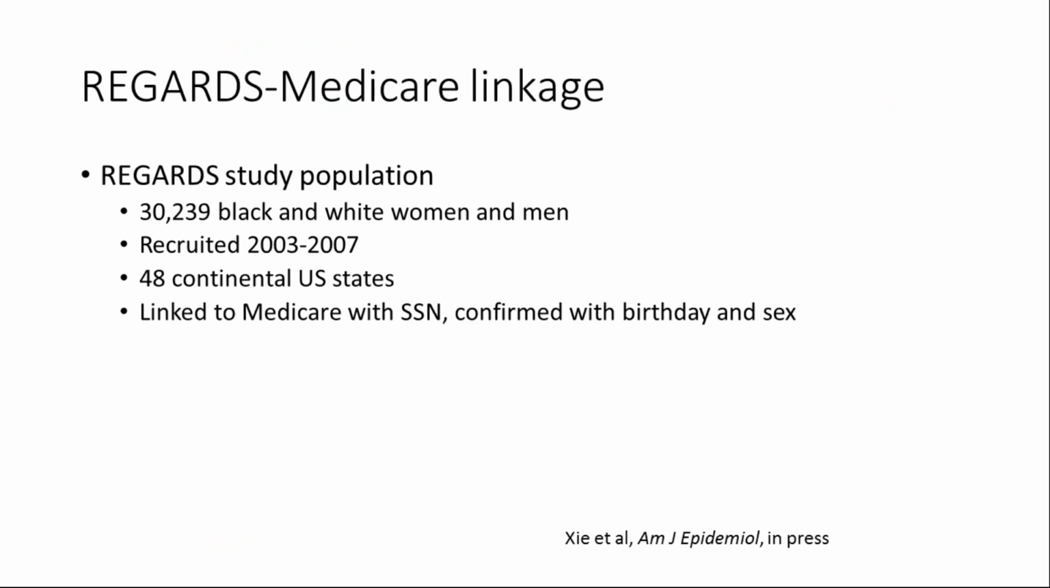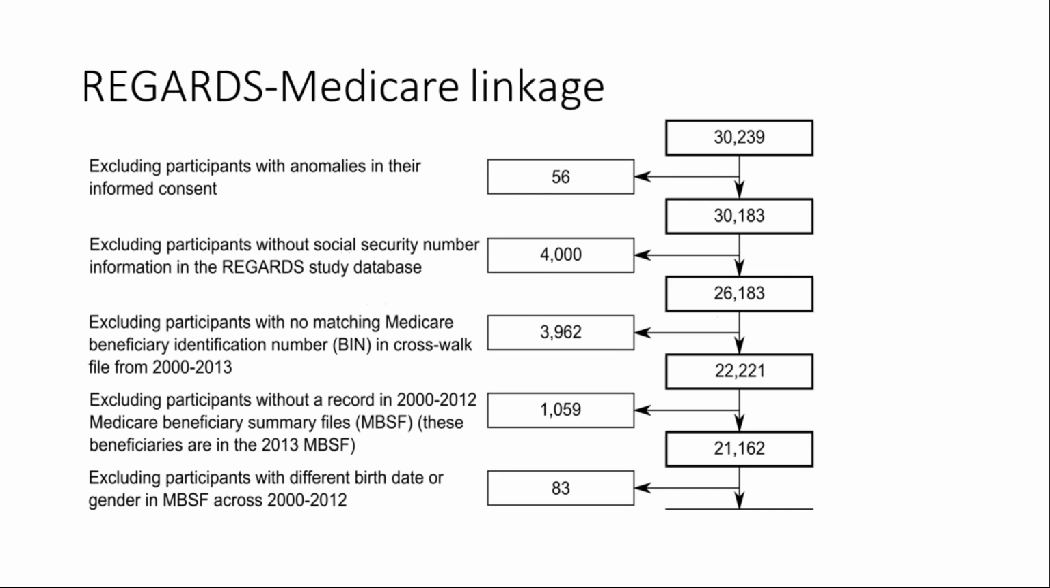Emily had laid out, and I have not worked in regards to Medicare before, but Emily had laid out a very clear picture of what I thought is so true: you get all excited when you have a linked data set and you're like, yes, I have 30,000 people and I can link them to a survey and this is going to be great. So REGARDS has approximately 30,000 black and white men and women across the United States, and they linked them with Medicare with Social Security number and then confirmed with birthday and sex. To give you an idea, you start with that 30,000 and this is how quickly it trickles down.